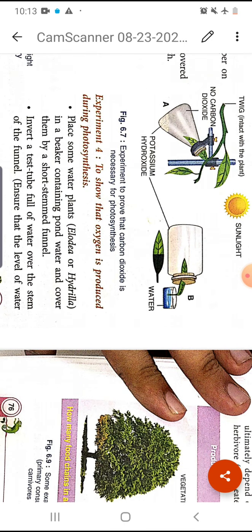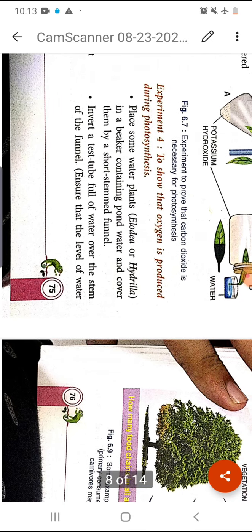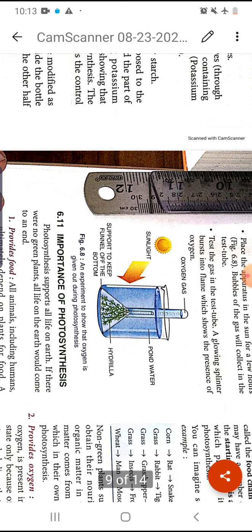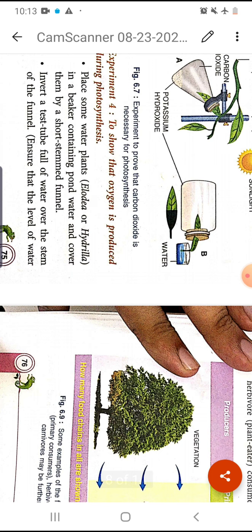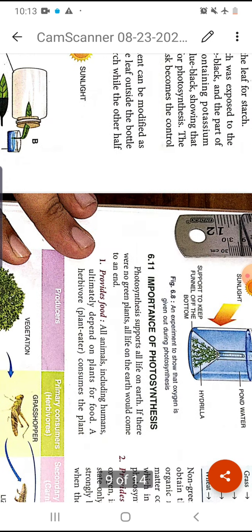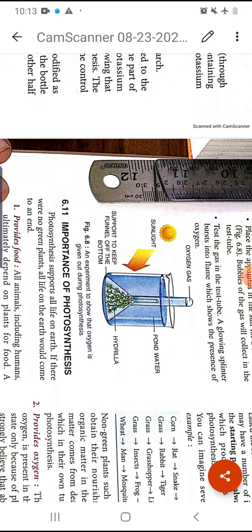Now the next experiment to show that oxygen is produced during photosynthesis. First, place some water plants, any kind of water plants, hydrilla like this, into a beaker containing pond water, and cover them with a short-stemmed funnel. You can see here, inside the beaker, hydrillas are present, and we have covered them with a conical, flask-like structure. Now again insert a test tube of water over the stem of the funnel. Here you can see one test tube is already inserted over the stem of this funnel.